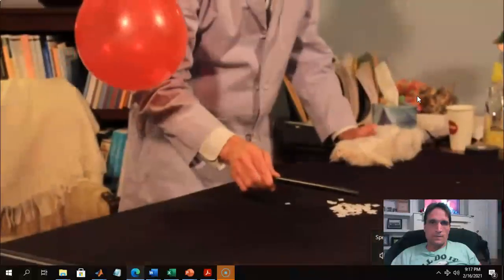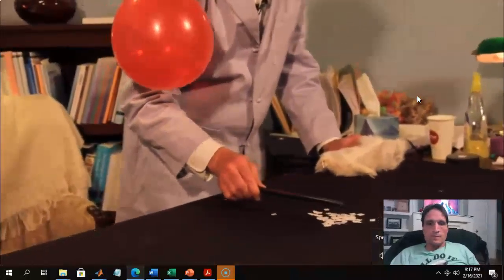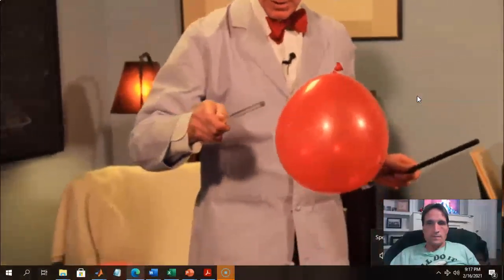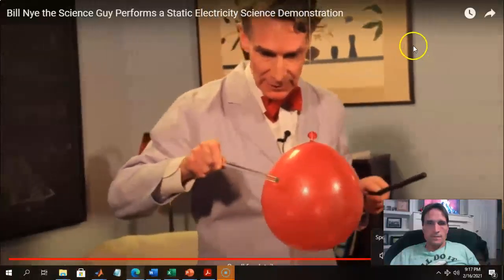You can try different materials and different experiments. Here's some rubber making scraps of paper jump around. It's fun. Or you can try two at once. Here's a repelling rod and an attracting rod. Repelling, attracting, repelling, attracting. I'm experimenting.